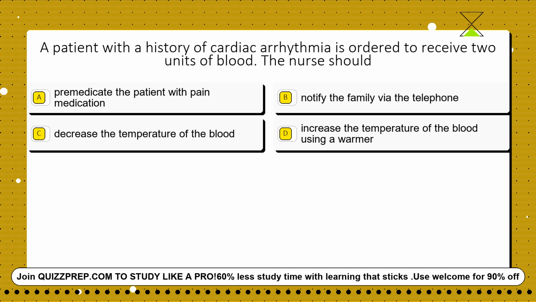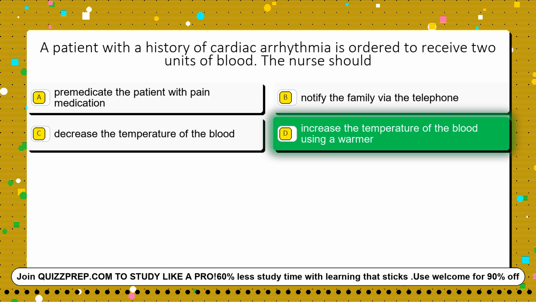The nurse should: Option A. Pre-medicate the patient with pain medication. Option B. Notify the family via the telephone. Option C. Decrease the temperature of the blood. Option D. Increase the temperature of the blood using a warmer.